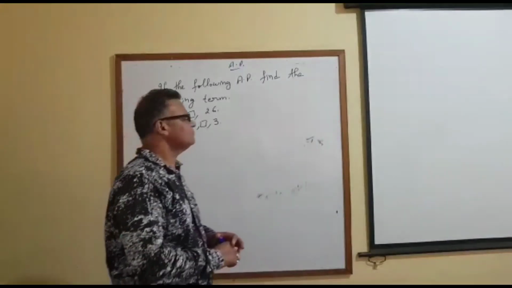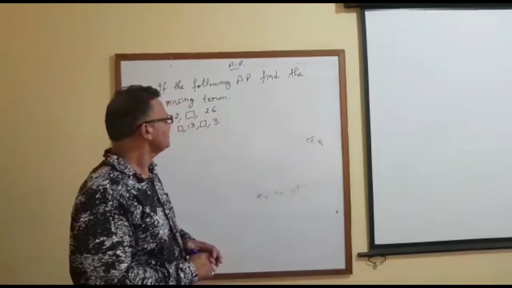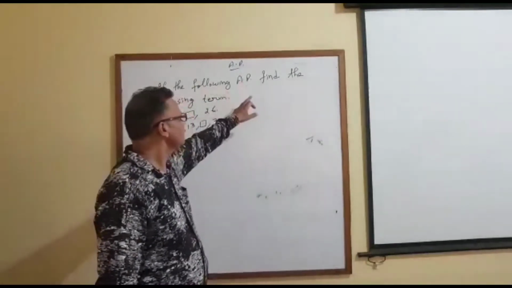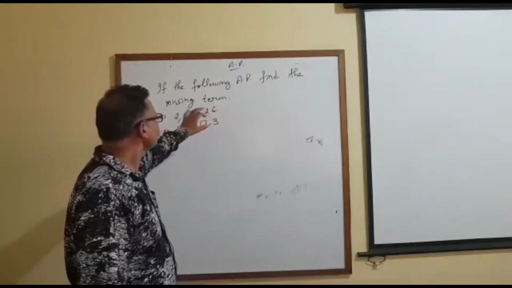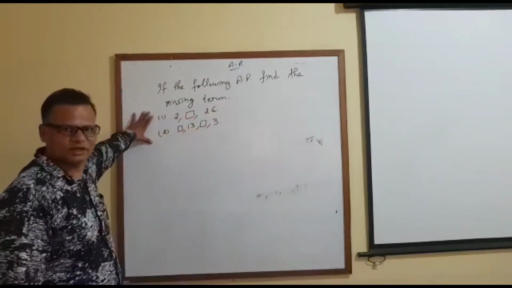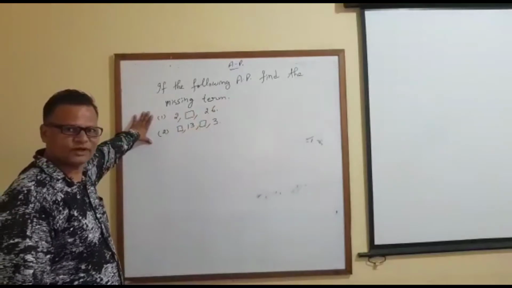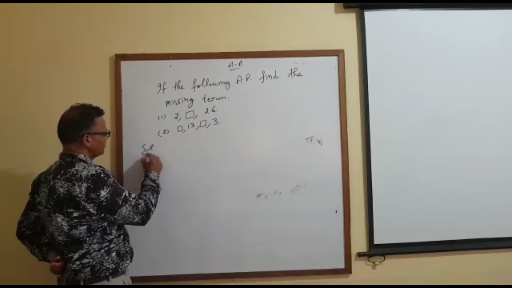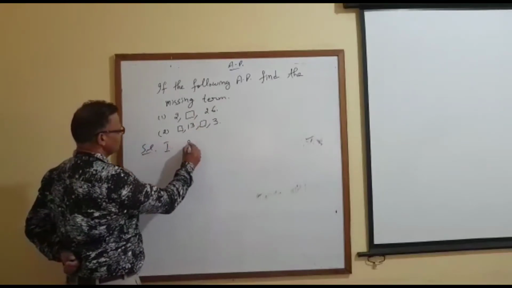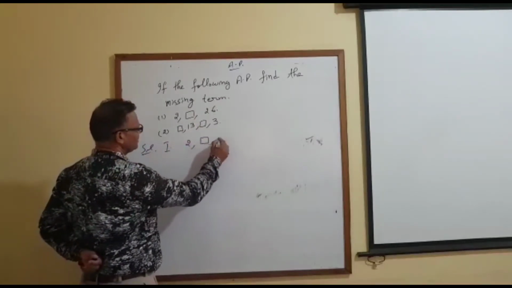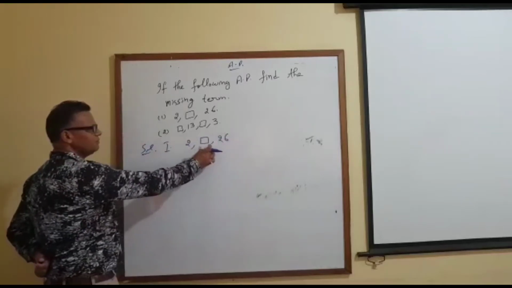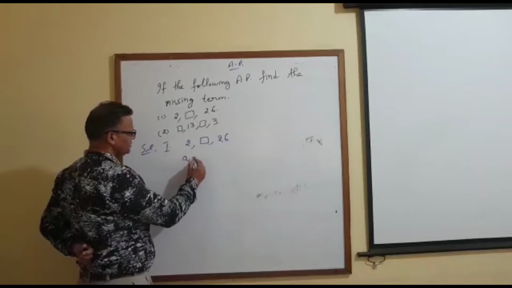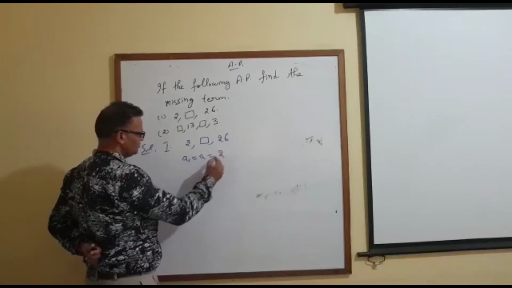So in this next sum we will see how to find the missing term. If the following AP is given, find the missing term. So I am taking two sums, and I will solve them one by one. First we solve sum number 1. 2, block, 26. The second term we don't know, so let us start. First of all A1 is equal to A is equal to 2.